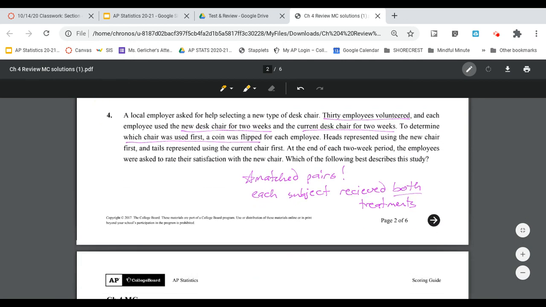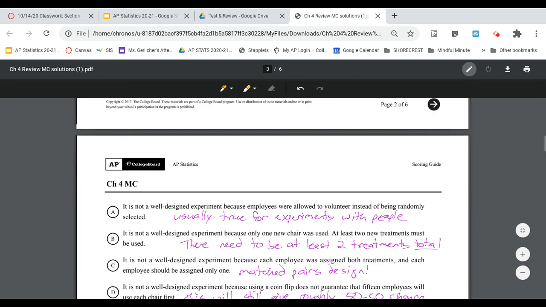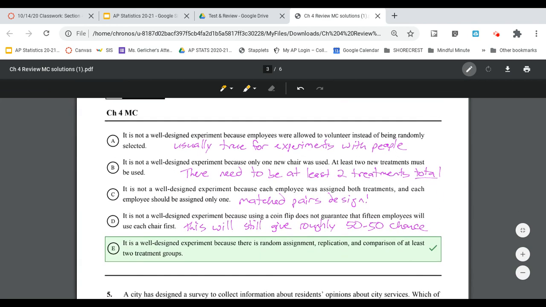Number 4, this is describing a matched pairs situation. So again, remember, matched pairs is when each thing or person in the study or each alike pair in the study gets both treatments. So in this case, these 30 employees each got both treatments. They tried out both the new and the current desk chair. So let's look at all 5 things here, and then E will end up being right.